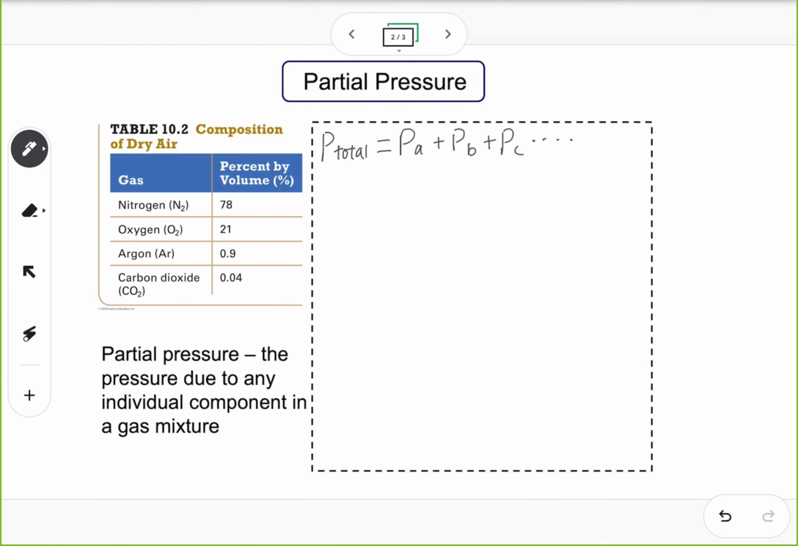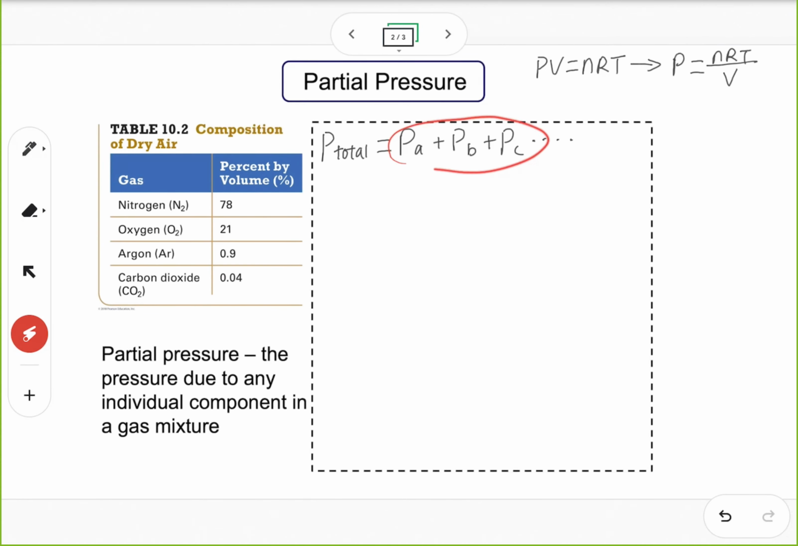And we know that if those gas components follow the ideal gas law, you can actually use the ideal gas law to express the P. What do I mean by that? We know that PV equals nRT. This is the ideal gas law. If you divide both sides by V, that gives P equals nRT over V. If all of the different gas components follow the ideal gas law, you can express PA by using this equation.